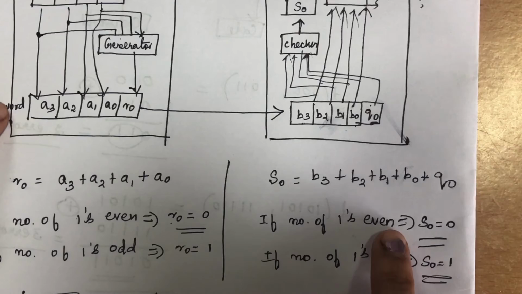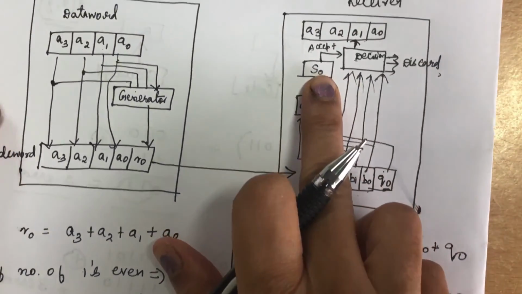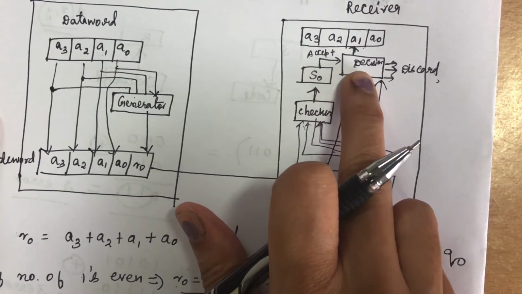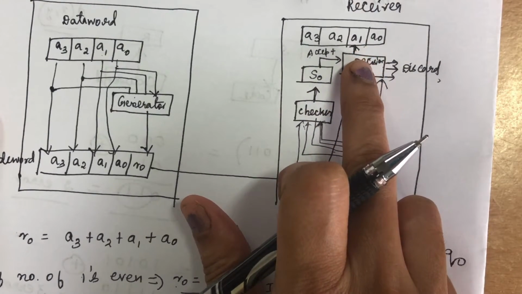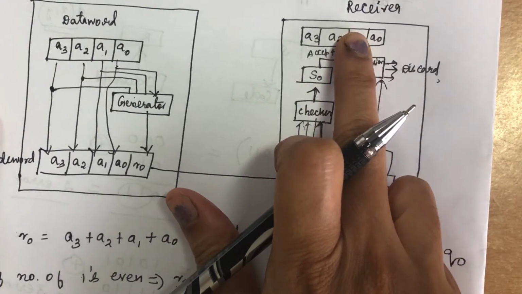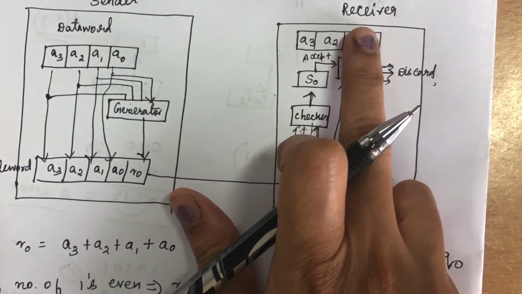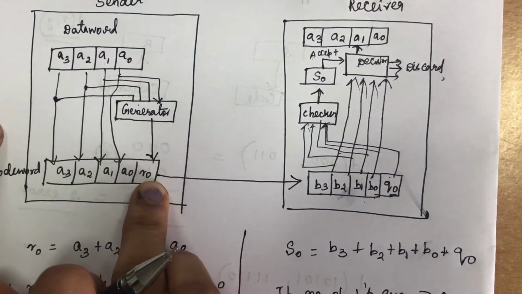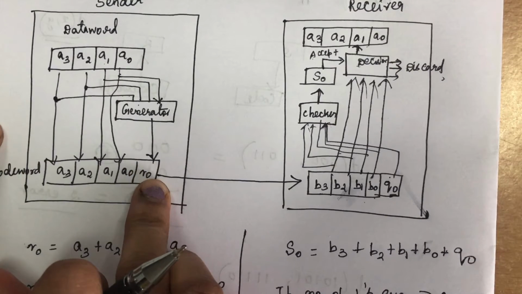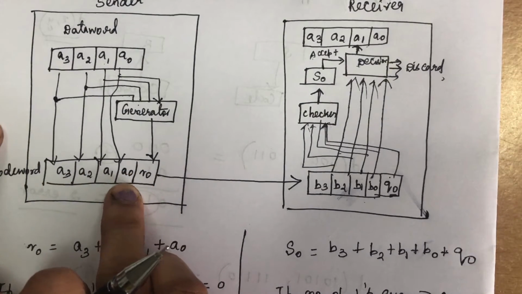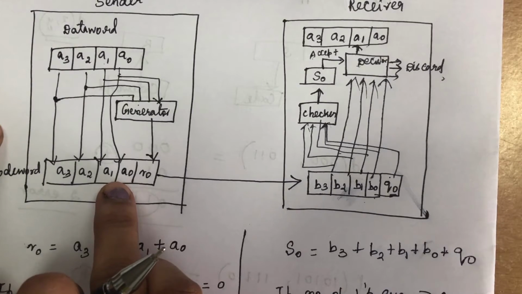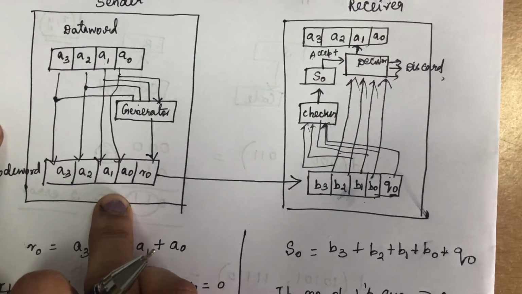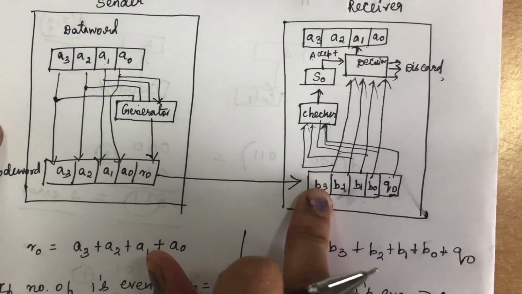Suppose we get an even number of ones, then S0 will be set to 0. It means that it has been received properly, so it will remove that parity bit, extract the data word, and send it to the receiver. So what we are going to do is receive the 4-bit code and add a parity bit called R0. This is calculated based on the number of ones. If the number of ones is even, R0 will be set to 0. If the number of ones is odd, R0 will be set to 1, and it will be transmitted.